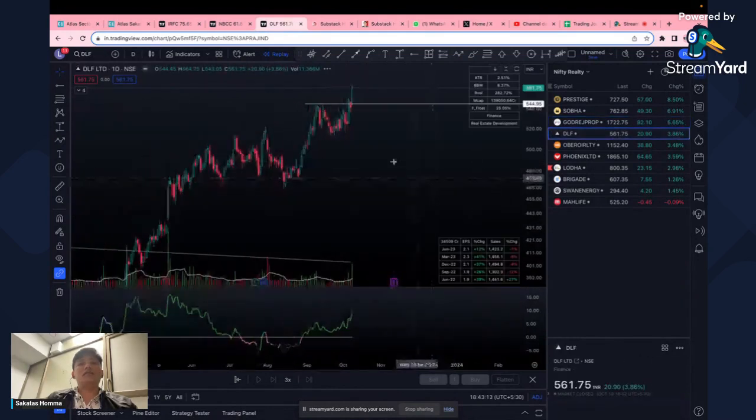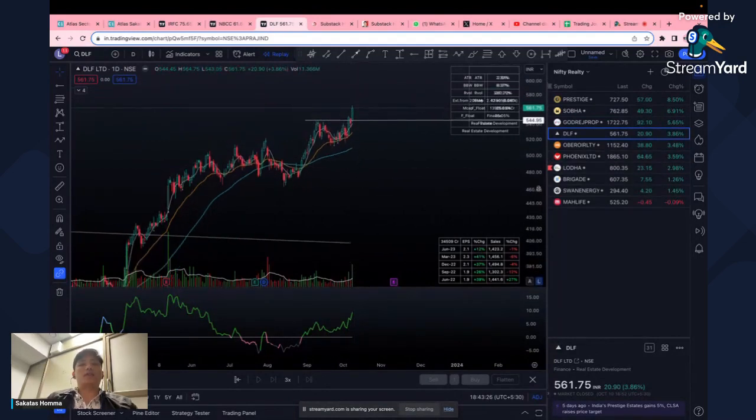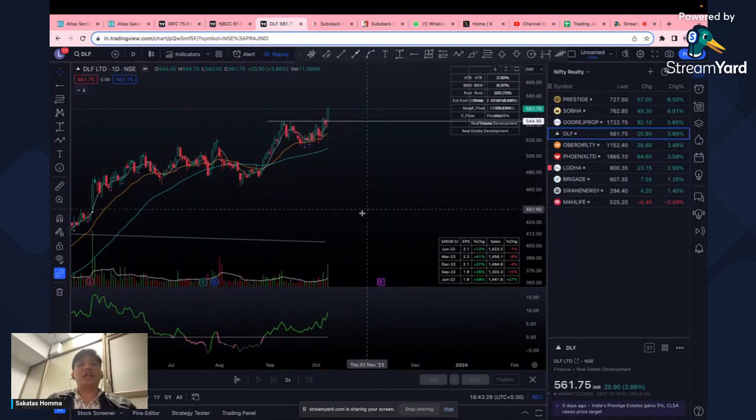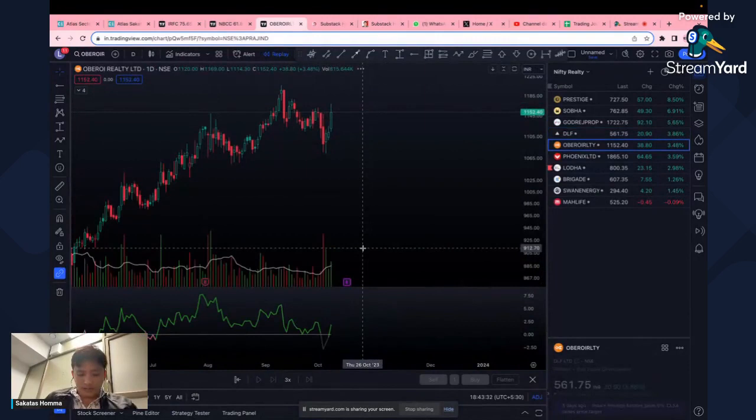DLF broke out 2 days ago. 6th October was the breakout, and yesterday during the fall it did not give back much, which was a good sign. And then today again the follow through happened. And you see the volumes, how they are increasing here. Okay.